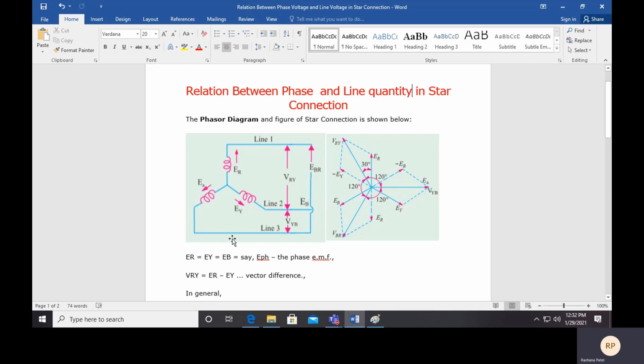In this diagram, we can see different voltages are given. Let's say ER, EY and EB. Other voltages are also specified: VRY, VYB and VBR. You can use either capital E or capital V as the notation for voltage. This is the line terminal. Let's say R phase, this is Y phase, this is B phase.